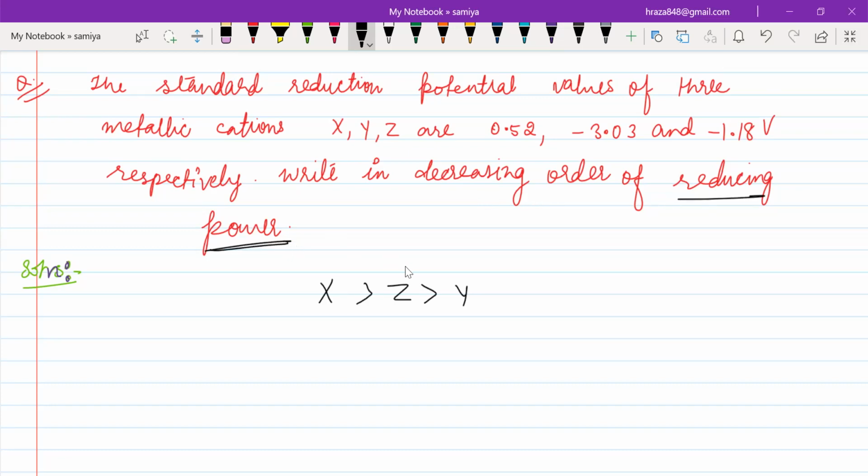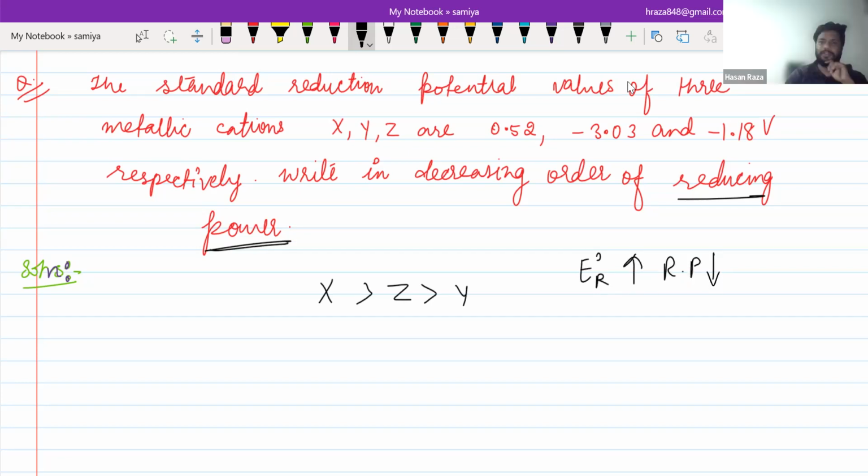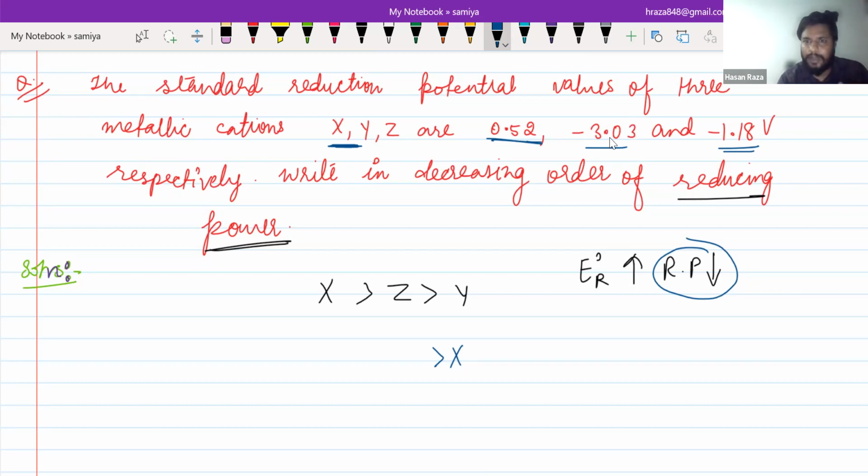Sir, we need Y, Z, and X. Yes, it will be. Reducing power: E naught R increases, reducing power decreases. So go for E naught R, which has maximum value, this X. That means reducing power is lesser for X. And then minus 3.03 and minus 1.18. Which one is bigger, minus 3.03 or minus 1.18? So this is Z and then Y. This will be the answer.